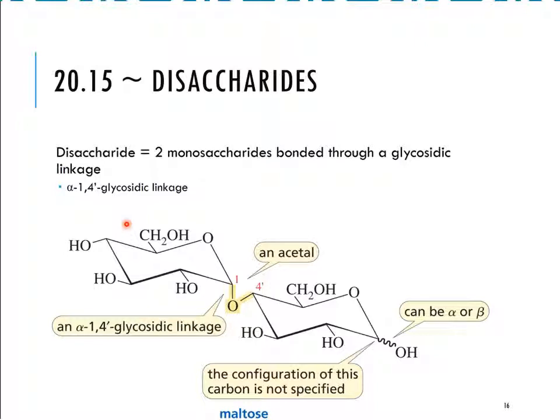Okay, so we have a few slides here to look at what happens when our carbohydrates bond together. So we've been talking about monosaccharides, so our carbohydrates with just one sugar, either in their chain or the ring form. But what happens when they form those rings is that they can react to each other.